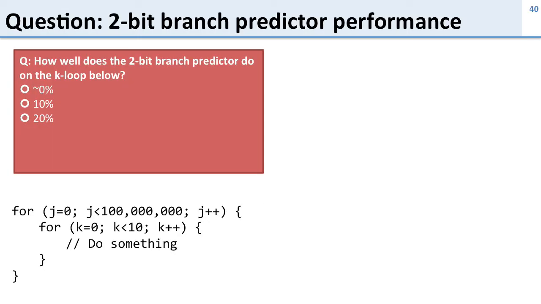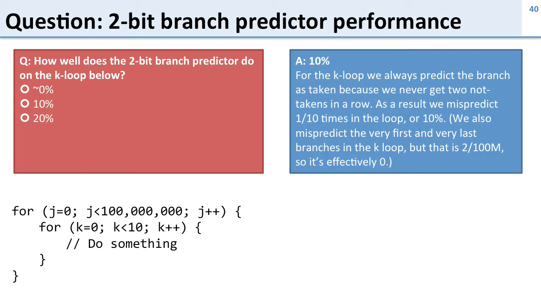So here's a question about the 2-bit branch predictor performance. How well would it do on the K loop that we saw before? Well, the answer here is it's going to have a 10% misprediction rate. And the reason for this is because we remember 2 bits of information, we're going to always predict that the K branch is taken. So we're going to be wrong one time every time we go through the K loop, and that's the last one when we exit the K loop. Otherwise, we're always going to predict it's taken because we'll never see 2 not takens in a row for the K loop. And because we never see 2 not takens in a row, we're going to stay in our taken prediction. So it's a lot better than what we saw before.